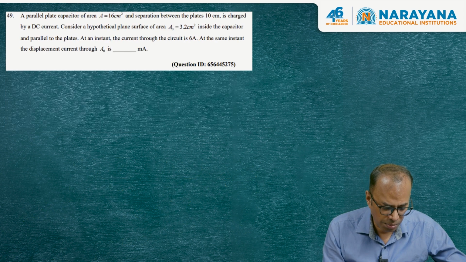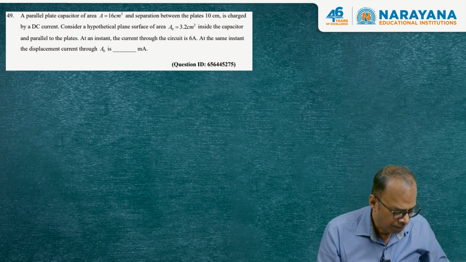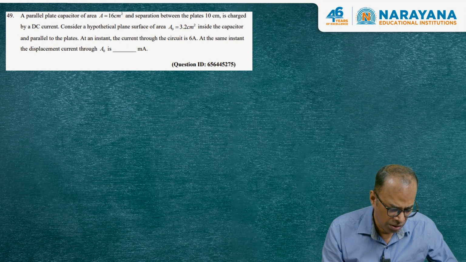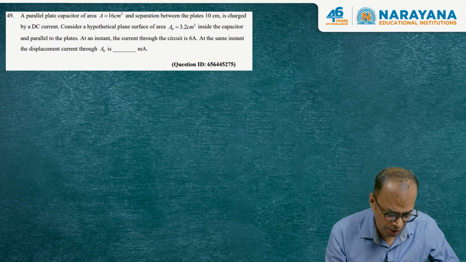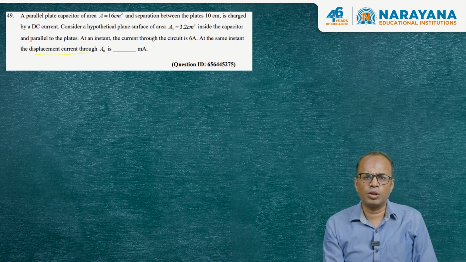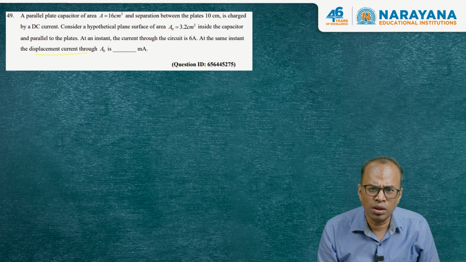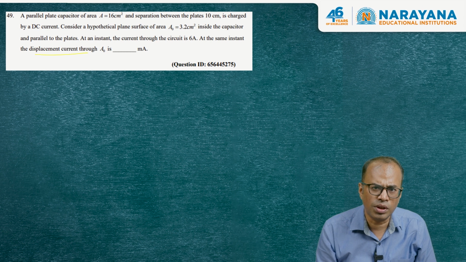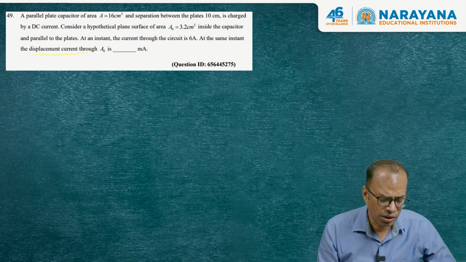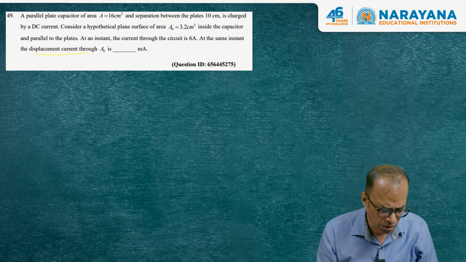So we have a parallel plate capacitor of area 16 centimeter square and the separation between the plates is 10 centimeter. It is being charged by DC current. Now this is a question on displacement current. Two key points you need to understand: the total conventional current in the wires which are charging the capacitor is equal to the total displacement current, and this total displacement current is uniformly distributed between the plates.